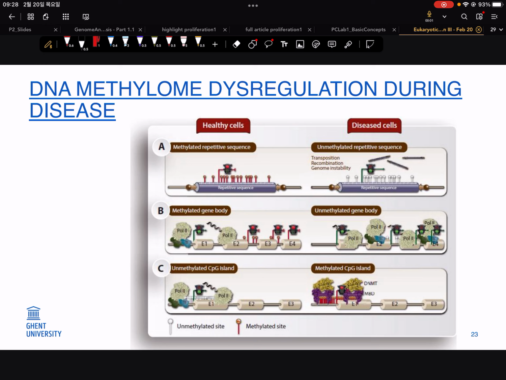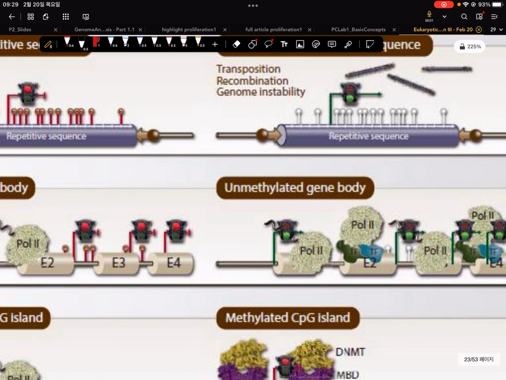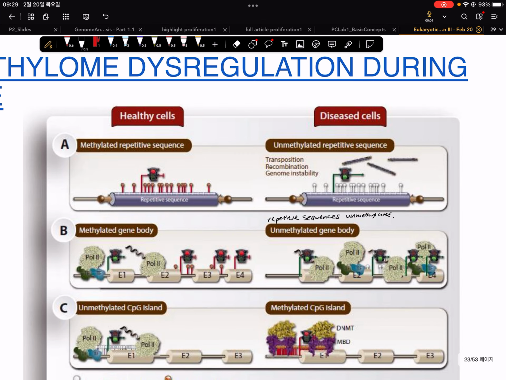In tumor cells, and also in other diseases, we see very often changes in the epigenome, but this is the example mainly of tumor cells, where you clearly see that repetitive sequences in those tumor cells are unmethylated, while they should be methylated to keep the genome stable. In the diseased cells, they are unmethylated. And that is, of course, a very high risk for the genome, because now these repetitive sequences can repeat themselves. If they are transposable elements, they even start jumping around in the genome, maybe causing a mutation somewhere else. So this is very bad for the stability of the genome.